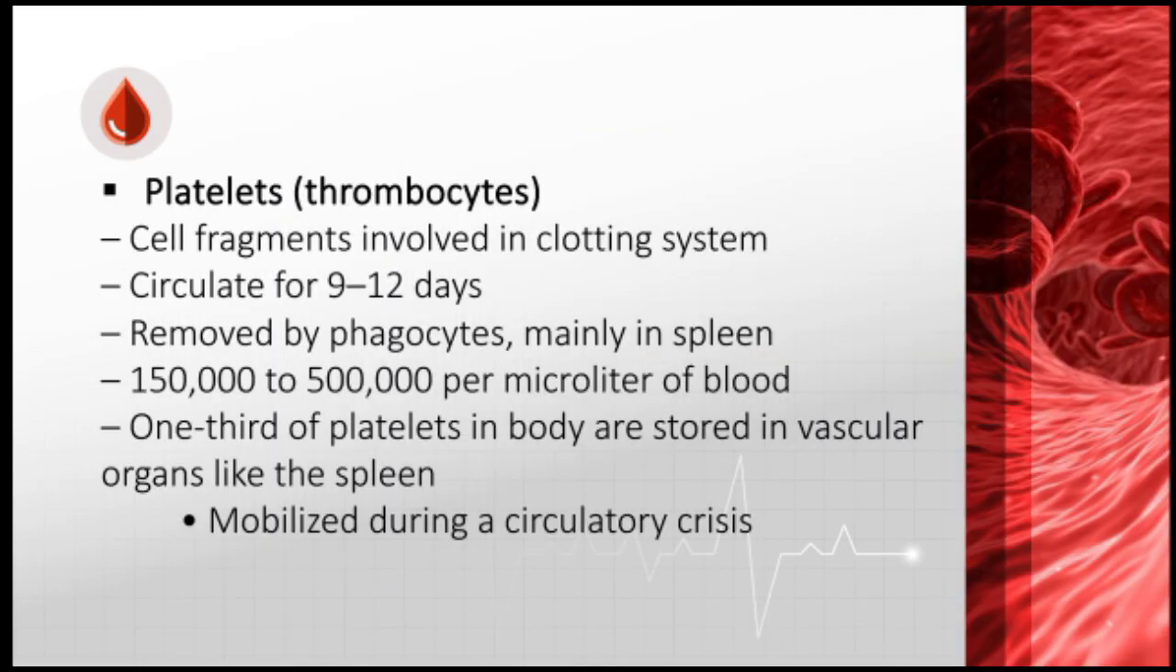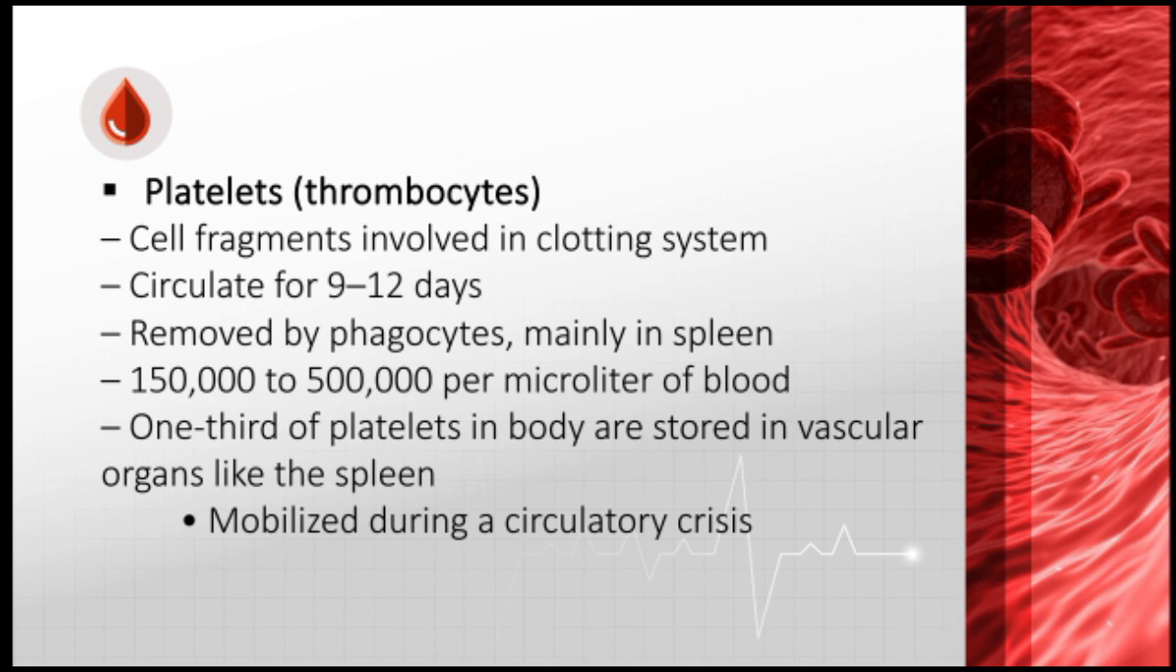Platelets, or thrombocytes, of blood. They are cell fragments involved in the clotting system. They circulate for 9 to 12 days. They are removed by phagocytes, mainly in the spleen. They number 150,000 to 500,000 per microliter of blood.